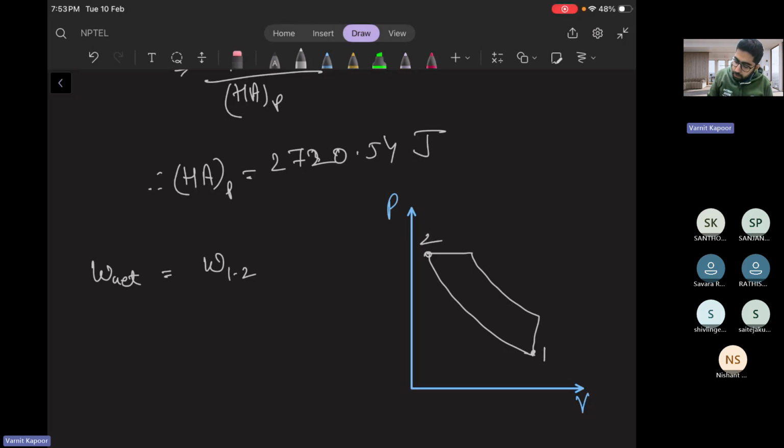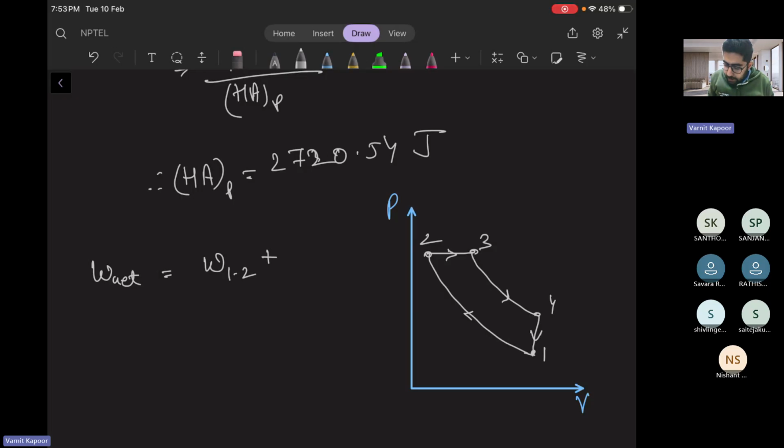One, two, three, four. Don't forget to make the arrows. 1 to 2 is compression, 2 to 3 is heat addition at constant pressure, 3 to 4 is isentropic expansion, and 4 to 1 is heat rejection at constant volume.